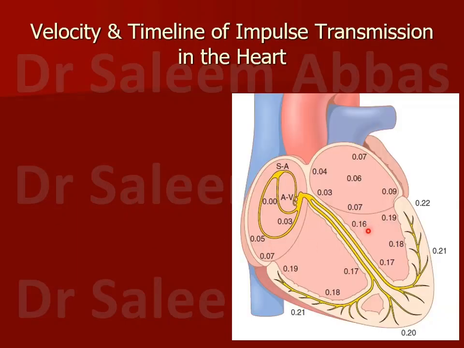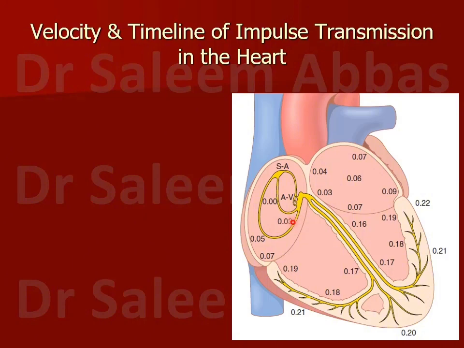Now in this diagram, the timeline of impulse transmission in the heart is shown. The impulse originates in the SA node, so you start the time from 0 second. Now this impulse reaches the AV node in about 0.03 second.